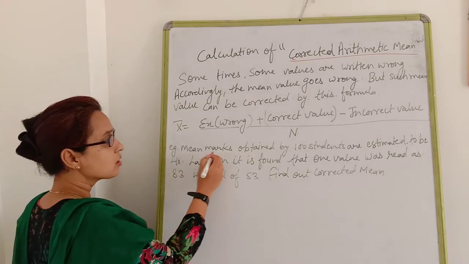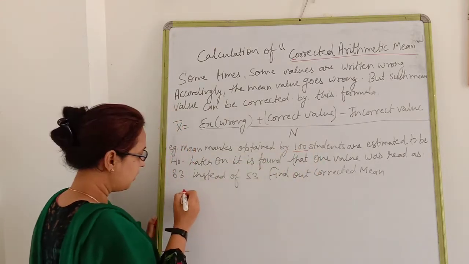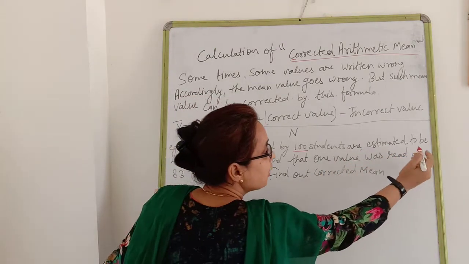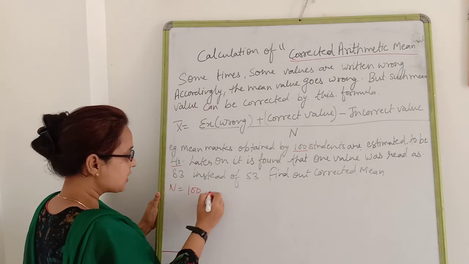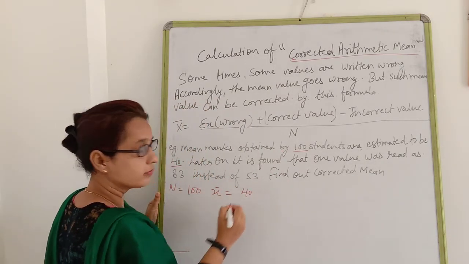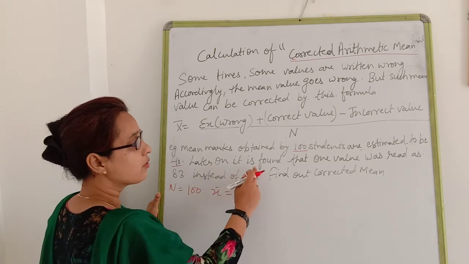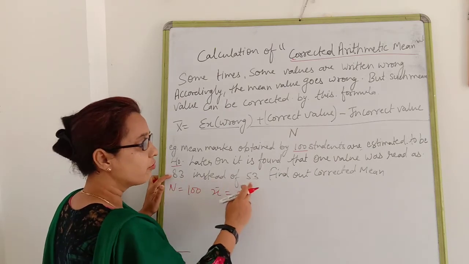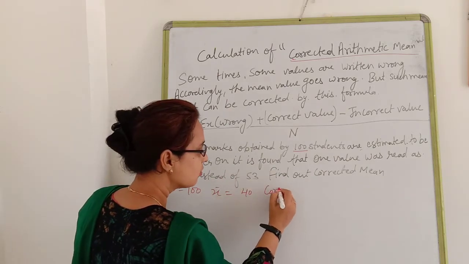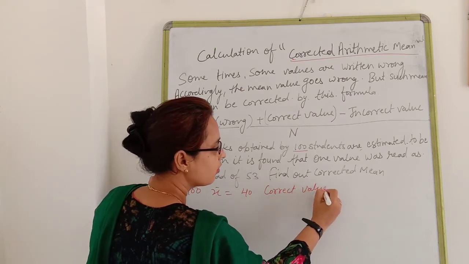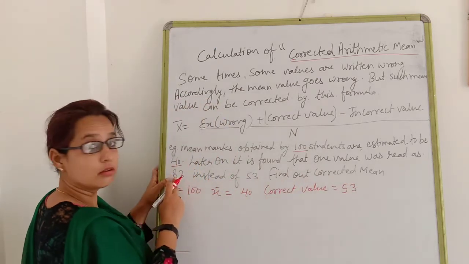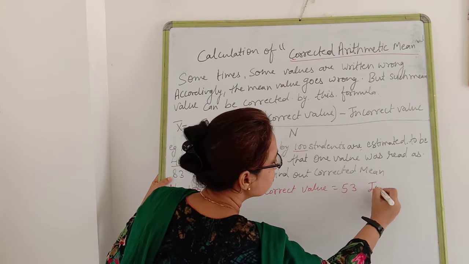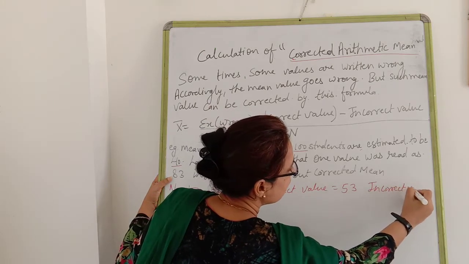Example: mean marks obtained by 100 students, it means n, the number of items, is equal to 100, are estimated to be 40. It means x bar equal to 40. Clear? Later on it is found that one value was read as 83, it means instead of 53. It means the correct value is 53, but we have taken the wrong, incorrect value, that is 83.